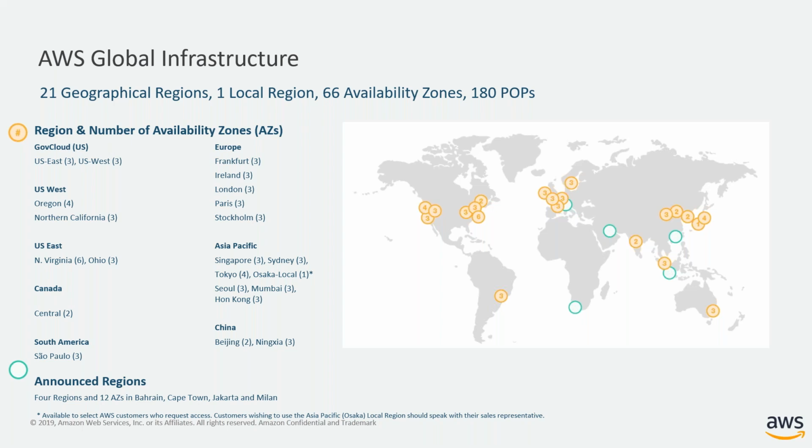Our availability zones are at least one building or data center, and can sometimes be multiple buildings that are separated by a meaningful distance and fault isolated. We've also announced 12 additional availability zones that we'll be releasing across 4 different new regions.